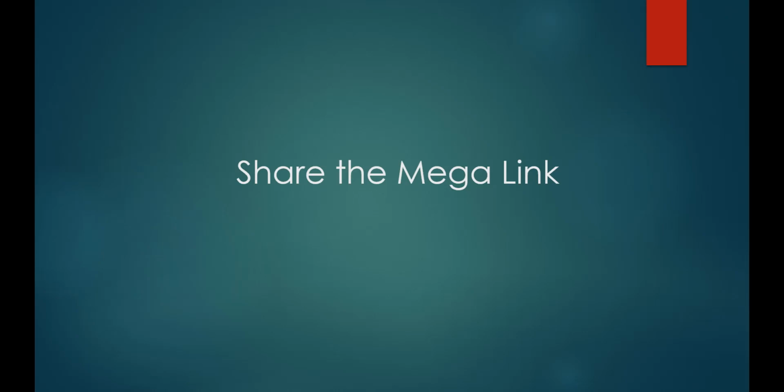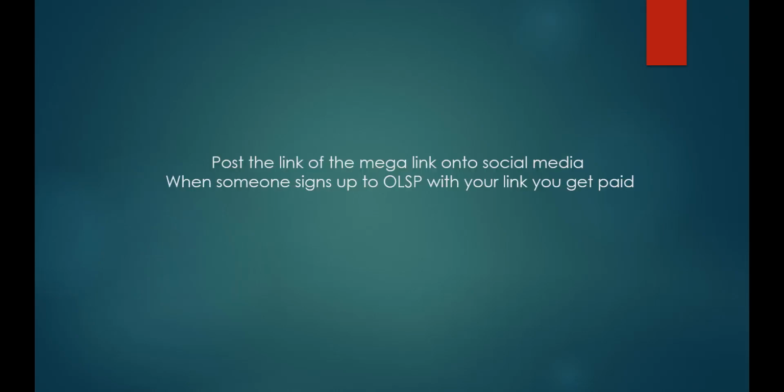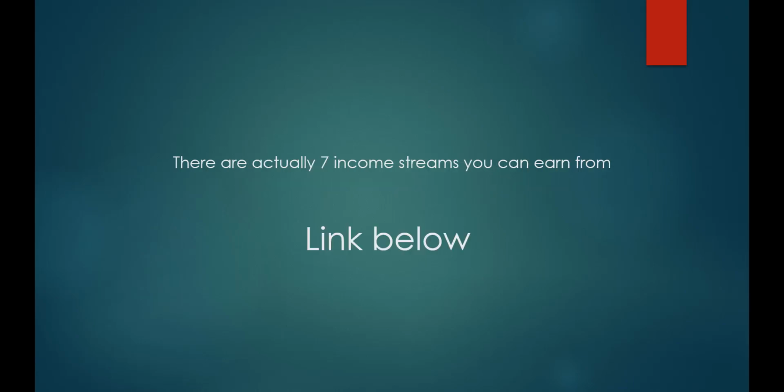Share the mega link. Now the mega link is $7 to sign up. And when you do, they're going to give you the link. And all you have to do is post that link onto your social media. So when somebody signs up to OLSP with your link, you get paid. So I hope that gives you some idea of what's inside the OLSP system. I've shown you some of the ways that I'm earning with it, but there are actually 7 income streams that you can earn from inside the system.